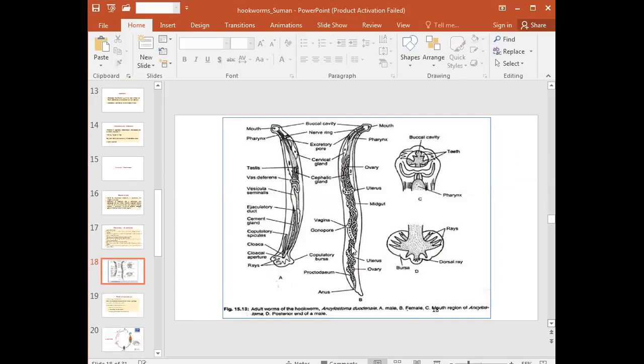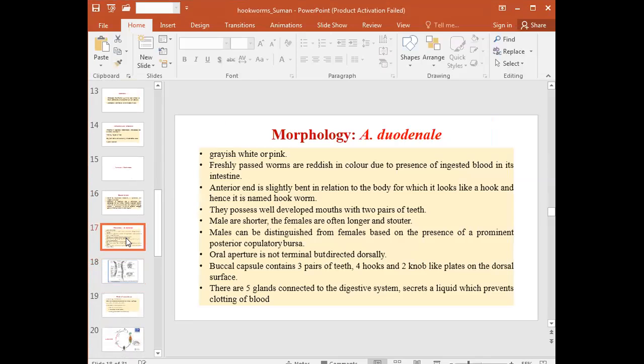So first we will start with the morphology of Ancylostoma duodenale. Apparently they look grayish white or pinkish in structure, but when they come from freshly passed stool, the adult parasite will look reddish in color, only because they have ingested blood, RBCs, in their intestine. Due to the presence of this ingested blood, they look reddish in color.